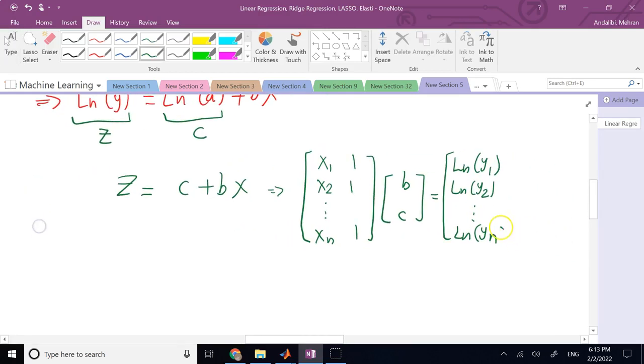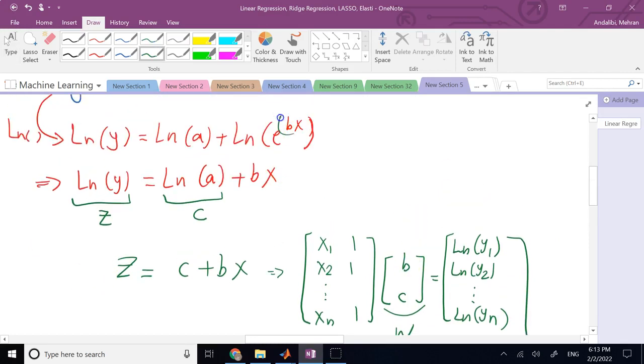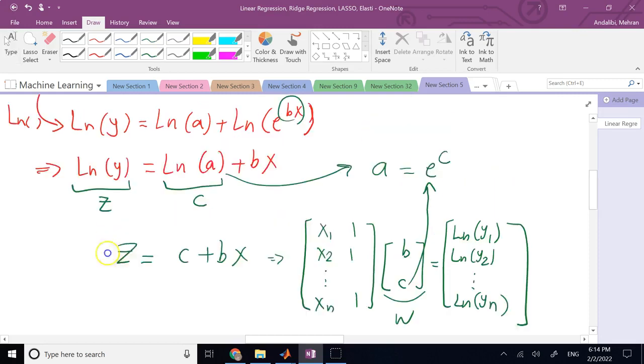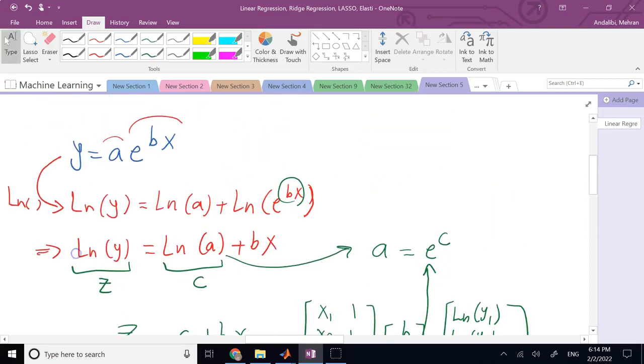Okay, and now when you find b and c here through that pseudo inverse I told you, this b is directly the b that you have in your model, but the c that you find is natural log of a. So from here, your a is going to be what? Exponential of c. So once you find c, you plug it up here, that gives you a. Once you have a and b, you can have your function.